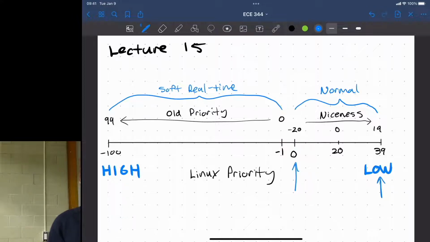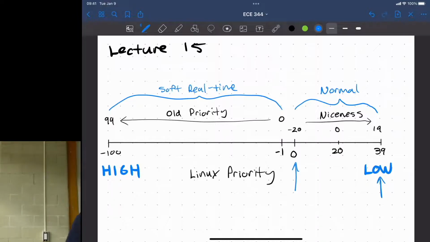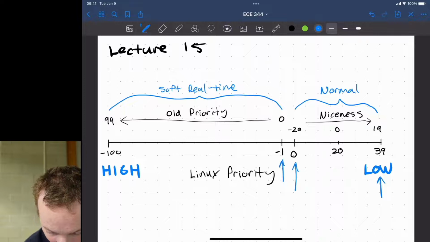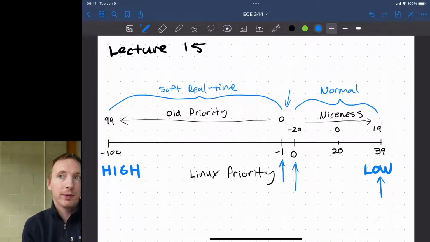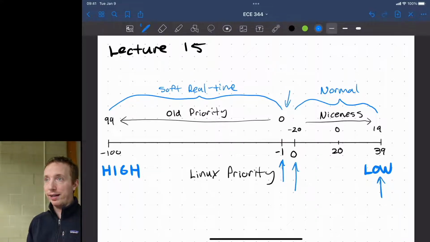So what they do is any soft real-time process is then represented as a negative number. They took the old priority, which had 0 as the lowest and 99 as the highest, and they just take the minus of that and then subtract 1 to put it on this unified Linux priority. So an old priority of 0 would correspond to a -1, which is here. And then an old priority of 99, which was super high, corresponds to a Linux priority of -100. So -100 is the highest priority, and from reading the priority number, if it's negative, it's soft real time. If it's -100, it's as soft real time as it gets. And if it's positive, it's a normal process, and then I can read its niceness number from -20 to 19.